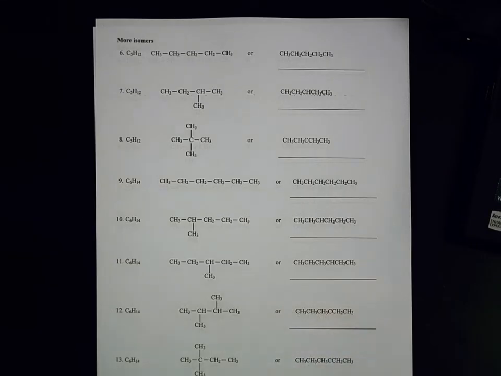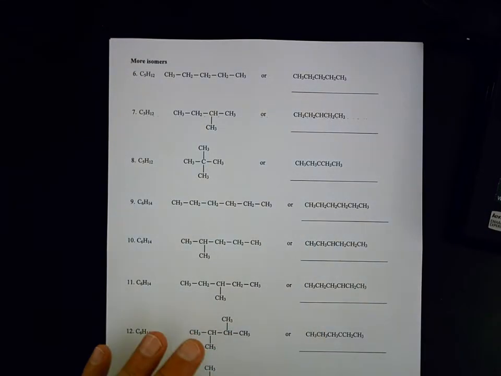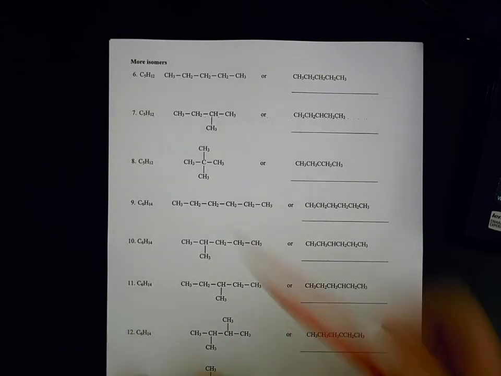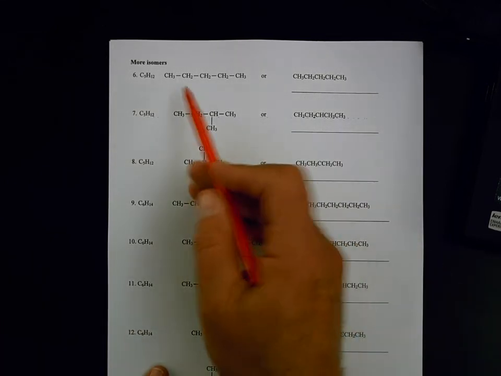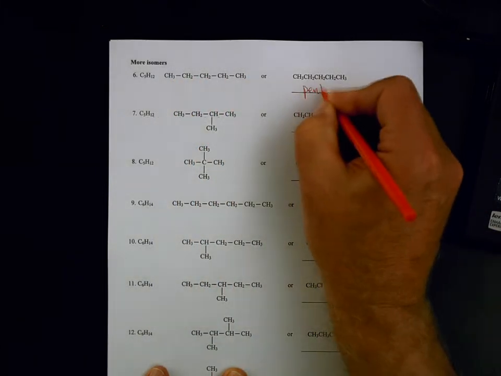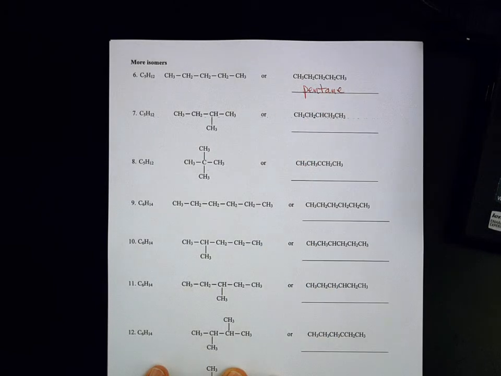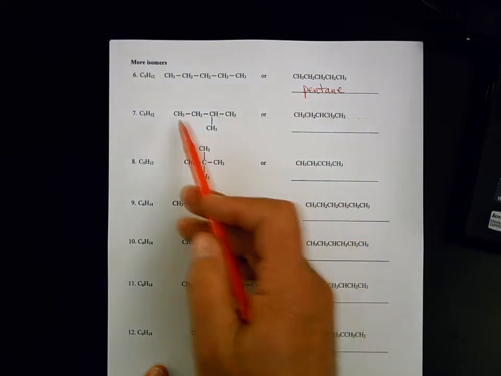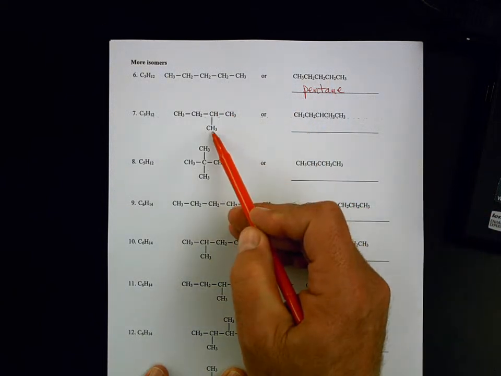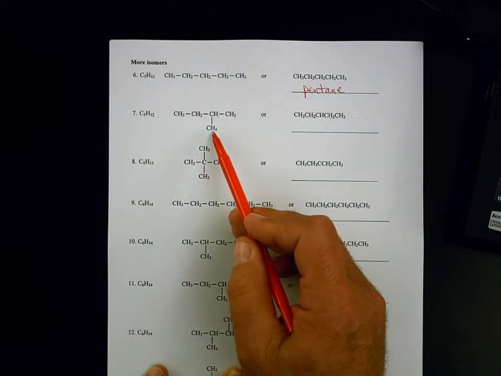Now on the second page, 6, 7, and 8 all have 5 carbons. Okay, but they don't all have the same form. They're all isomers. The first one with 1, 2, 3, 4, 5 carbons in a row, well, that is pentane. 7 has 4 carbons, so it would be a butane, but it has 1 branch. So there's a methyl branch.